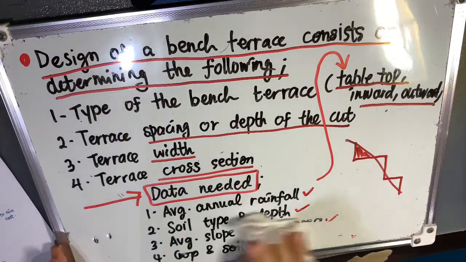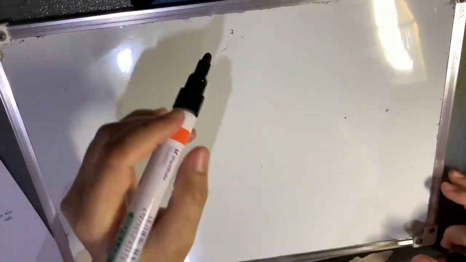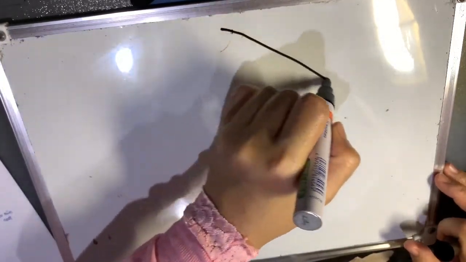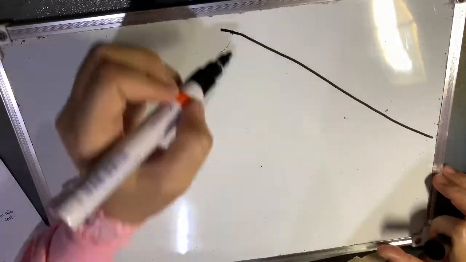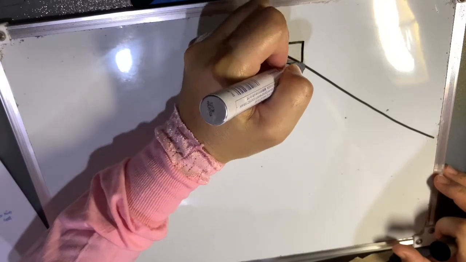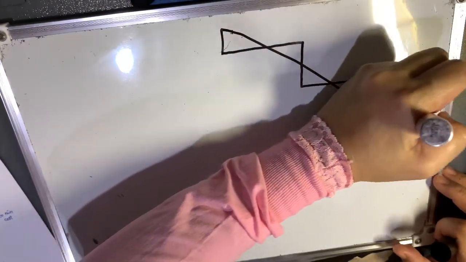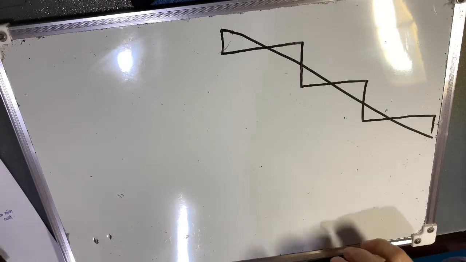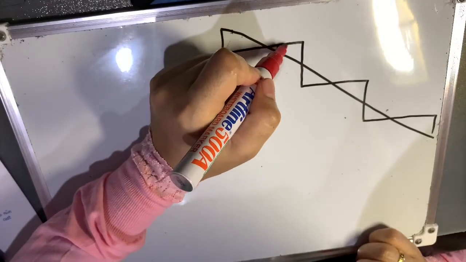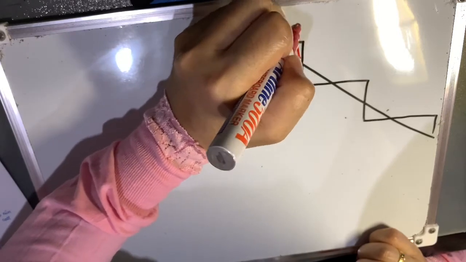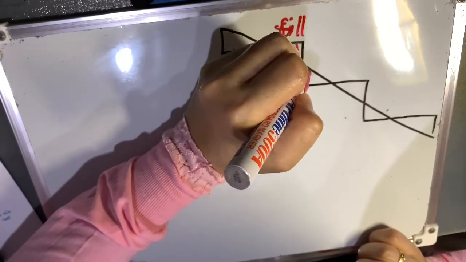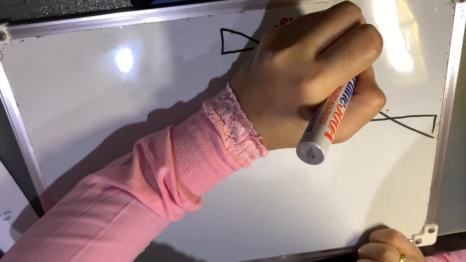Okay, so now I'm going to sketch the terrace again. Here is the original slope, and then you cut and you fill, and you cut and you fill, and you cut and you fill. So this is the fill part. This is the cutting section.